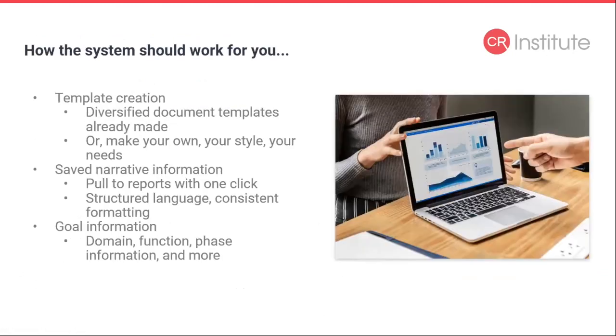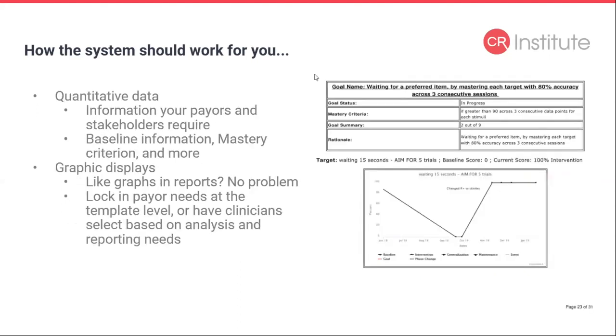Now, how the system should work, and I'm going to show you all this. Diversified templates. It should save narrative information and goal information. It should also save anything about domains, functions, baseline, and mastery. It should store all of those. And it should also have quantitative data about all these things up on the screen here. And the verdict is still out on whether insurances actually enjoy looking at our graphs.